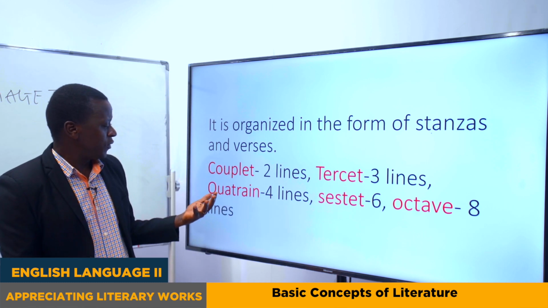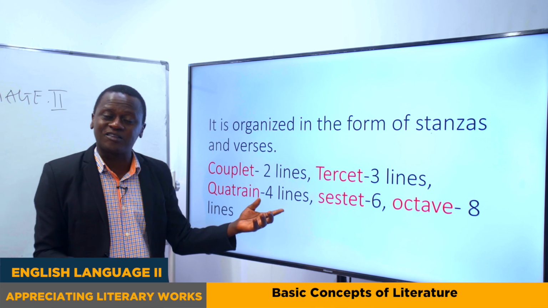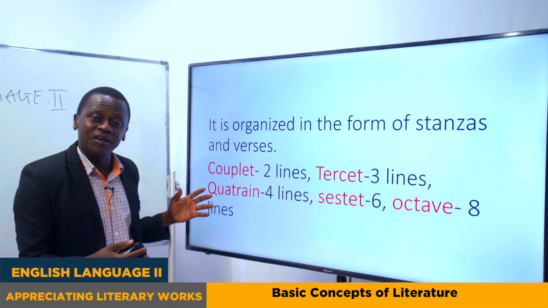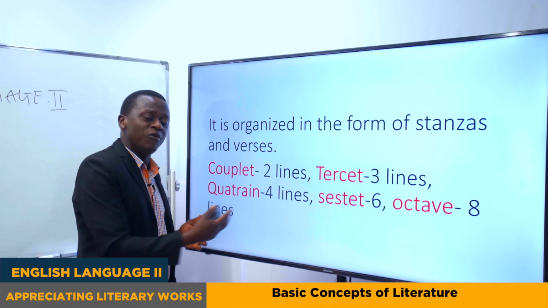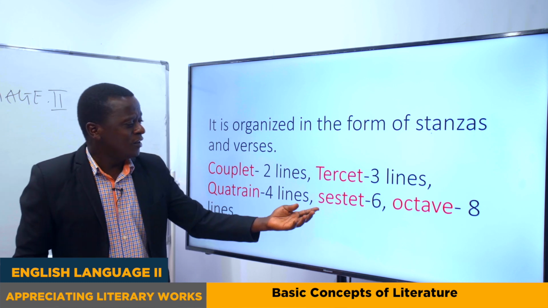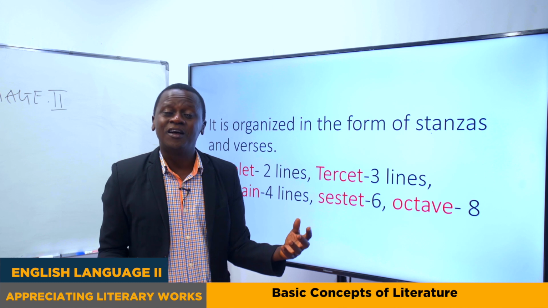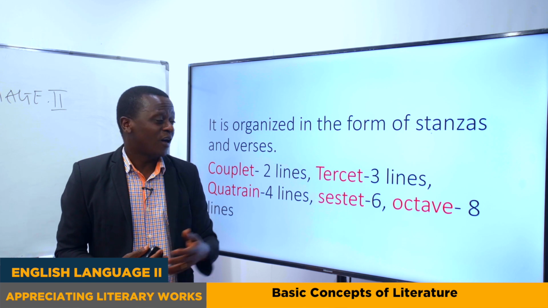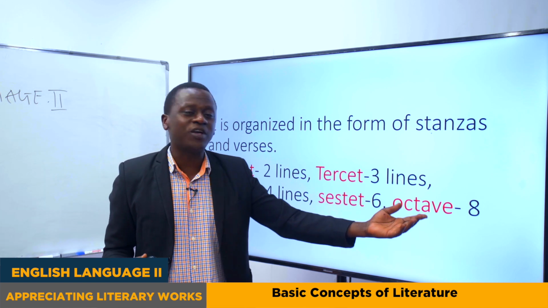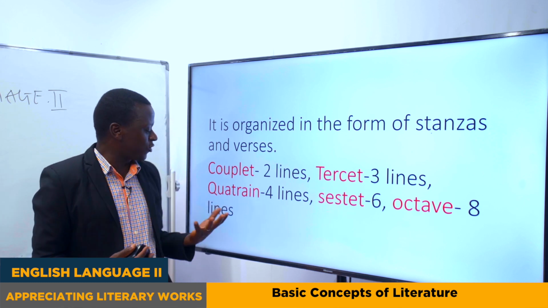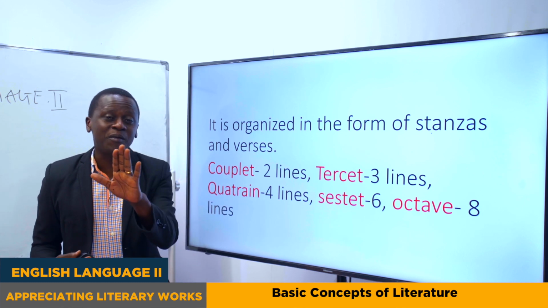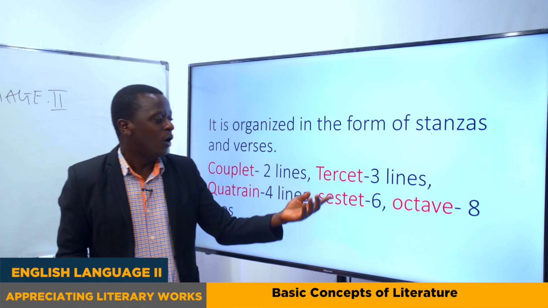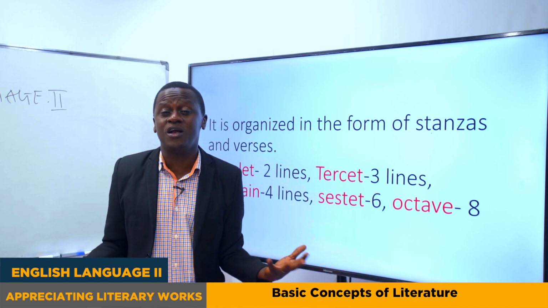Now you may come to a stanza which contains 4 lines or 4 verses. It's called a quatrain. A quatrain is a stanza which contains 4 lines or verses. Again, a sestet is a stanza with 6 verses. Come to an octave, a stanza that contains 8 verses, etc. So this is an assignment again, that when one asks you what is a quatrain, what is a couplet, what is a tercet, what is an octave, what is a sestet, you'll be able to tell.